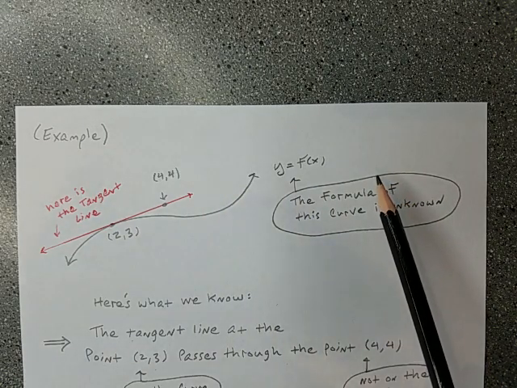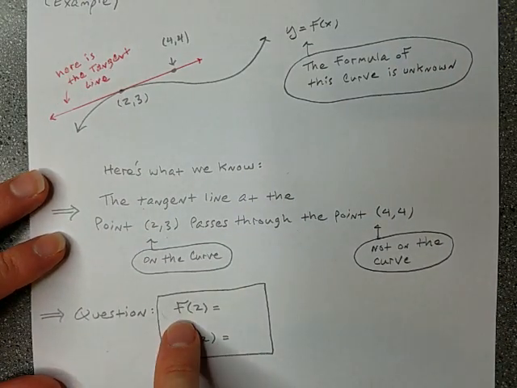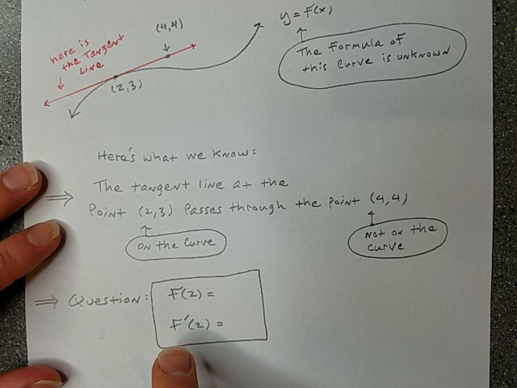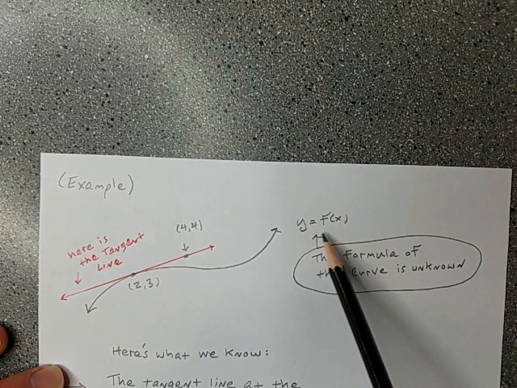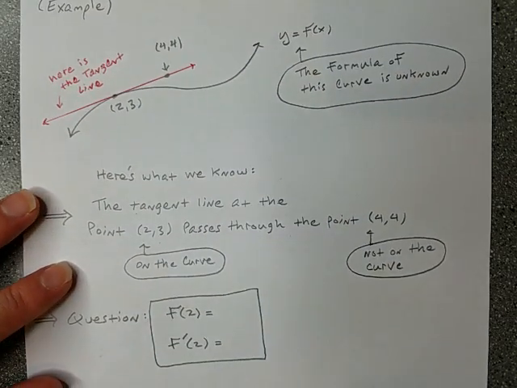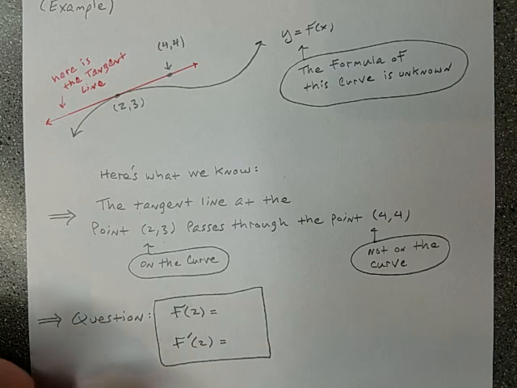Now, okay, so that's what we got. That's all we have. Question is, can you figure out what f of 2 is? And can you figure out what f prime of 2 is? Okay, how can we use the information that's given to figure those out, knowing that I don't even have this equation? Okay, so the first one, that's just function notation, f of 2.